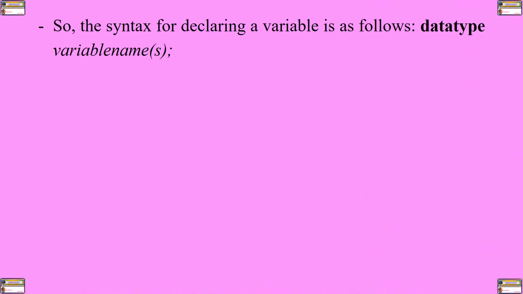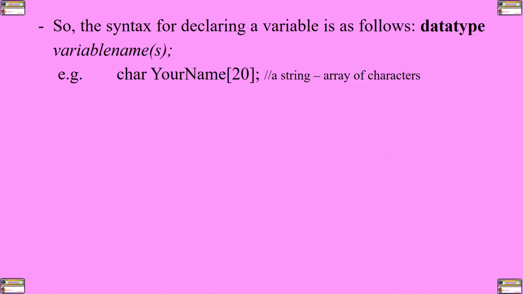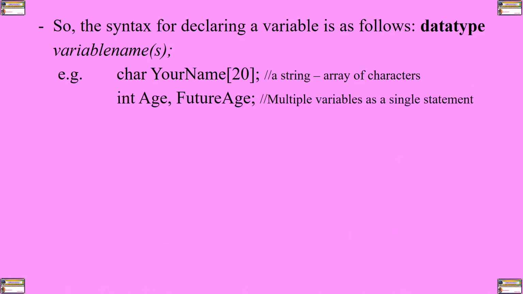So, what is the syntax for declaring a variable? The syntax for declaring a variable, or the format that you use when you want to communicate to the processor to set a memory location to hold a certain value, is as follows: data type, space, variable name or names, and a semicolon. For example, char yourname[20]; This is a string or array of characters.